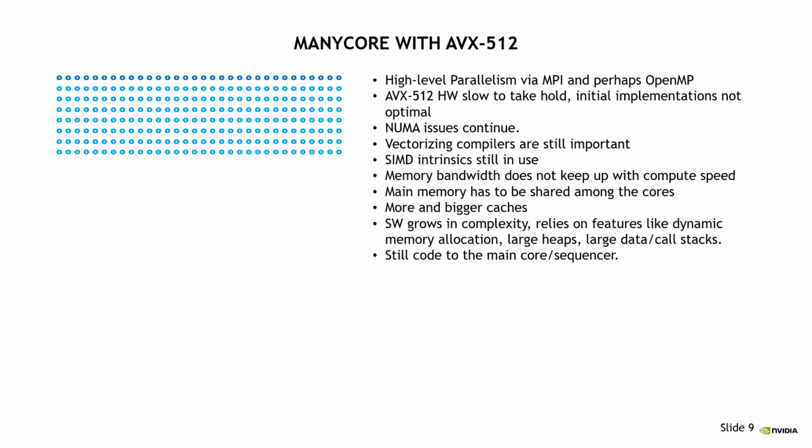AVX 512 hardware has been a little slow to take hold. The initial implementations were not optimal. I think they're getting better. We went through a big phase in our compiler group where we would target AVX 512, and if we ran more than one core on the chip, things would just run slower. And so a lot of compilers just defaulted to AVX 256.